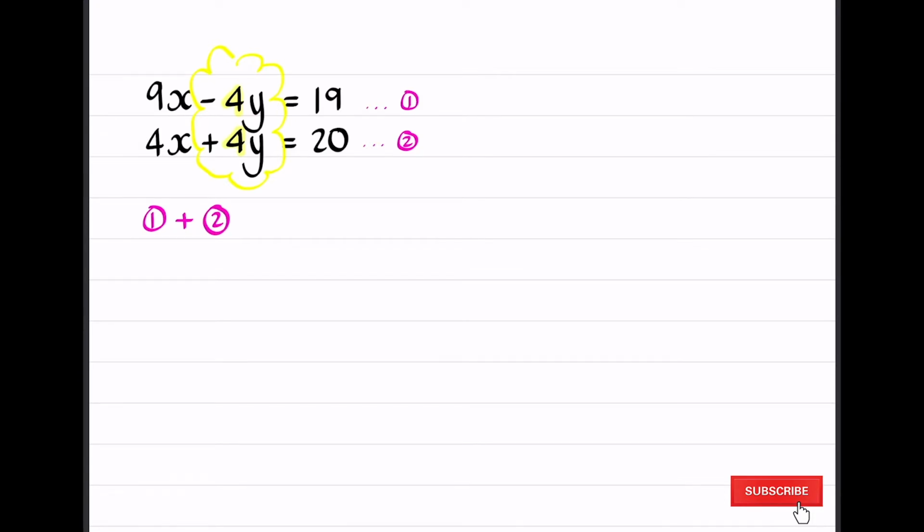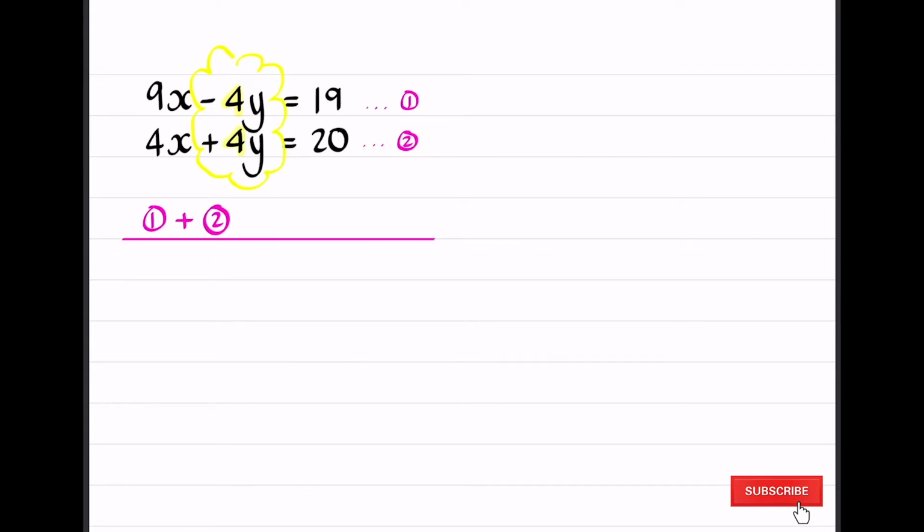Why am I going to say that? Because if I said minus 4y plus 4y, that's going to cancel, that's going to give me 0. If I had said equation 1 minus equation 2, then that would be minus 4y minus positive 4y, which is the same as minus 4y minus 4y, which is negative 8y.